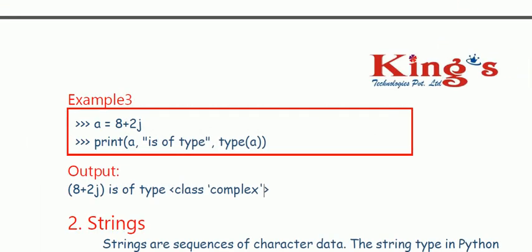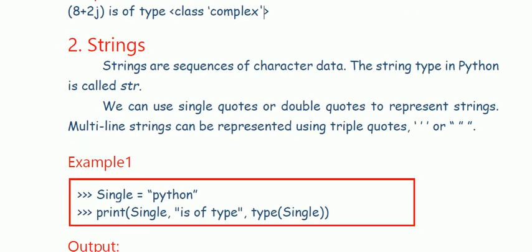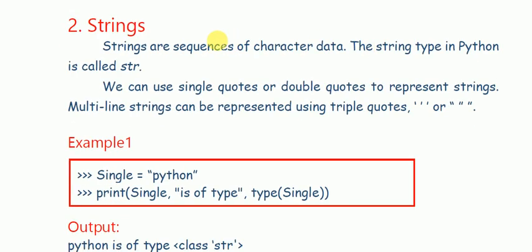Now we will see the strings, the second data type. Strings are sequences of character data. The string type in Python is called str, and the class name is str. We can use single quotations and double quotations to represent the string.